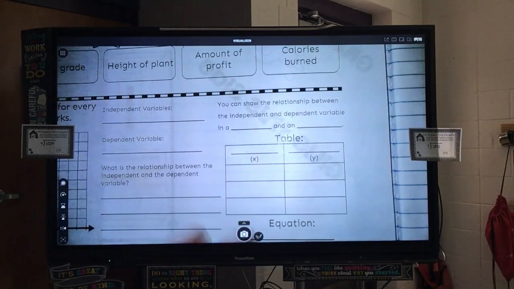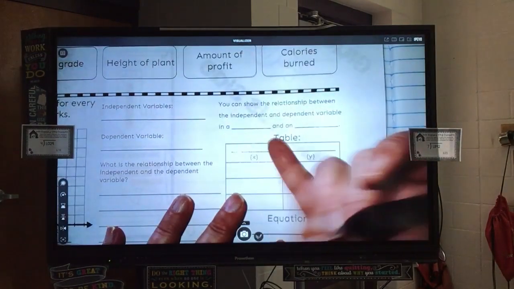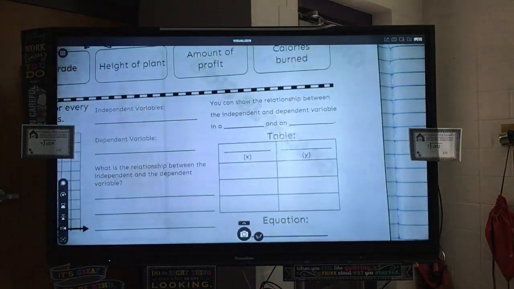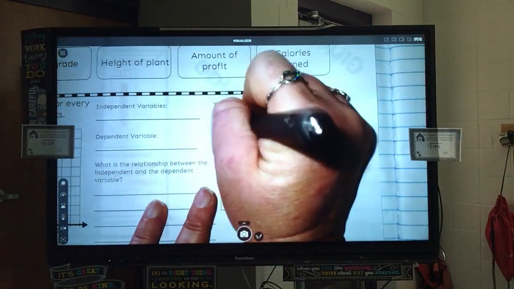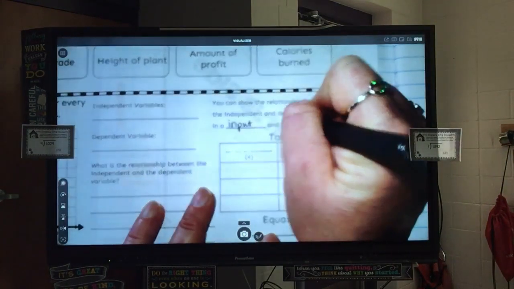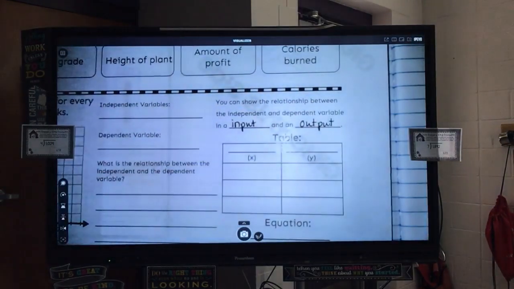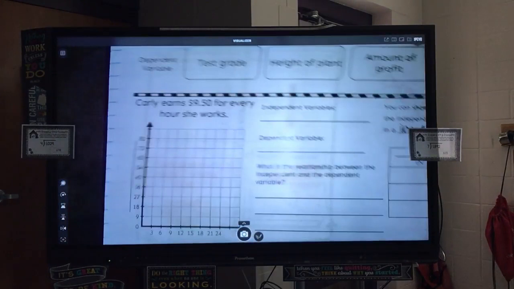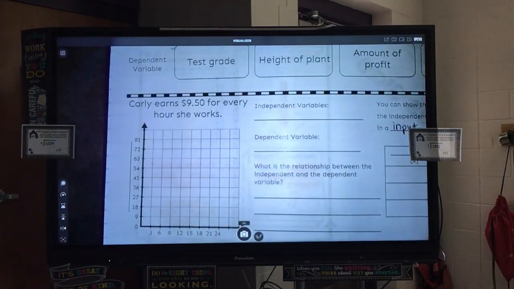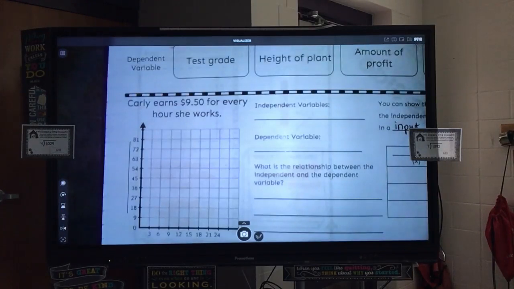So over here, I don't know why they have the letters A and B, because it doesn't make sense in an input and output table. Now, our situation is Carly earns $9.50 for every hour she works.